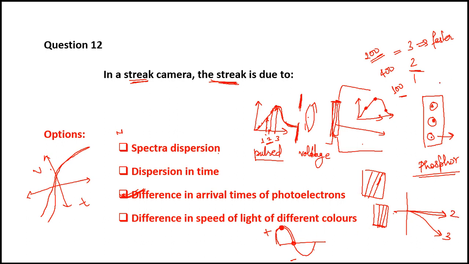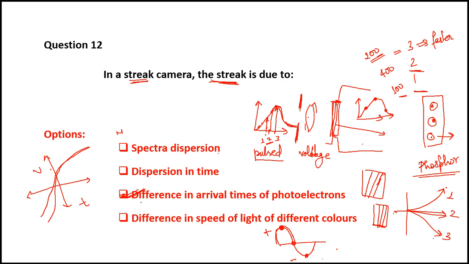And for the third one, by the time the first category of photoelectrons come, the voltage has reached negative. So these are deviated in this way, and these are the things you call the streak. Thus you get 3 different streaks, because there is some difference in their arrival time, and when they arrive, the voltage, since it is an oscillating voltage, has different values, and therefore you get 3 different streaks, not a single one.